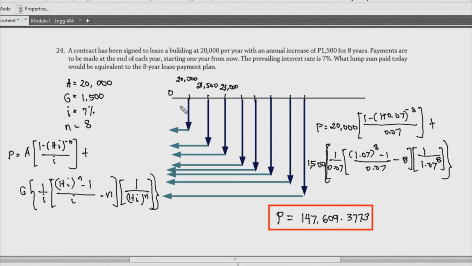Or you can do something like chop first the annuity of the whole. So actually that is the idea here. We have an annuity here because it chopped the annuity of the whole, so parang binalik niya to dito. That's the idea. And then we solve for the values of our gradient. So that's it for 24.